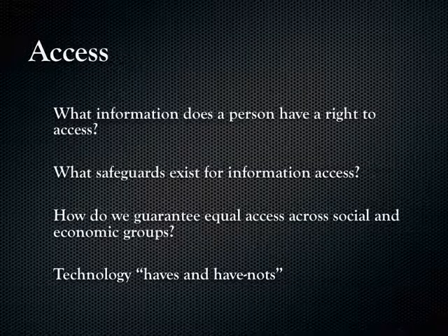Access answers the question, what information does a person have a right to access? What safeguards exist for information access? In other words, how can we make sure that people can get access to their data? In what is becoming known as the great digital divide, how do we guarantee equal access across social and economic groups? If information systems are available only to the wealthy or the powerful, then those who aren't wealthy or powerful won't have access to the same information and may be put into a position of being at a disadvantage because they don't have access to the data.